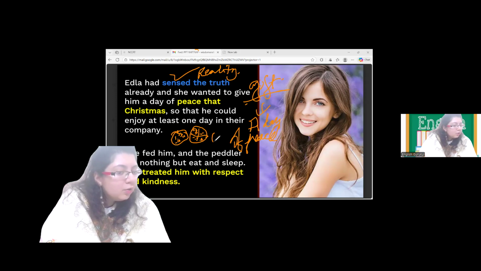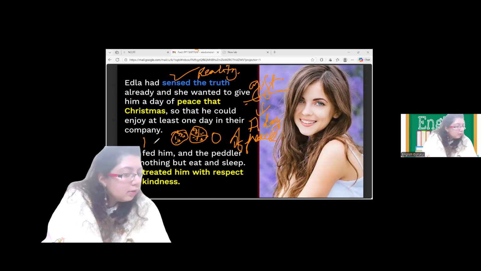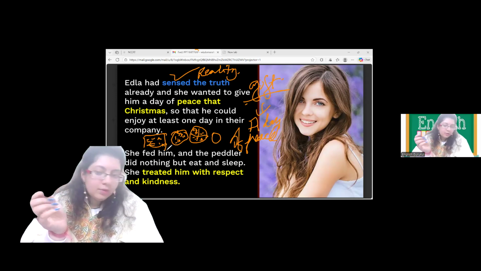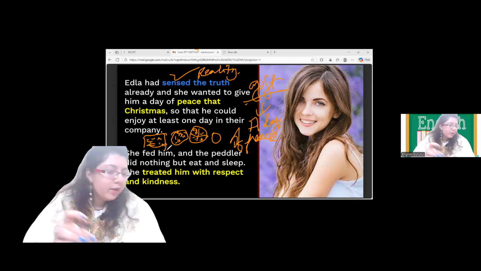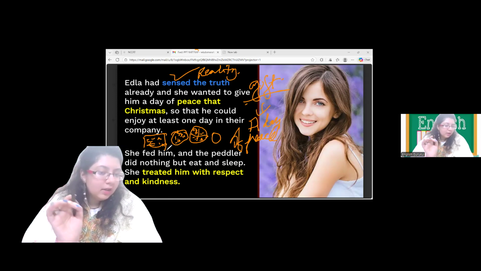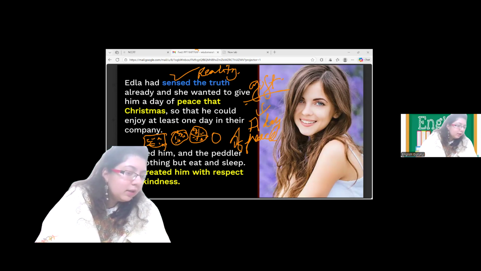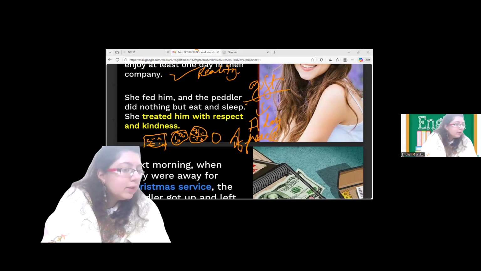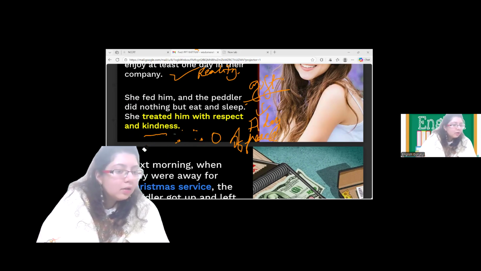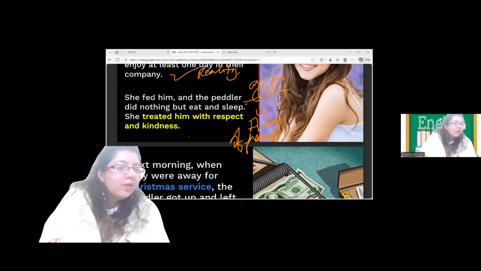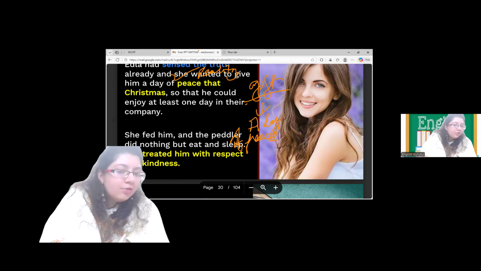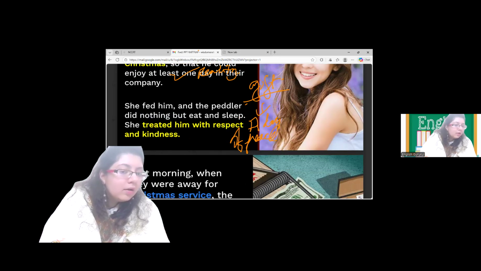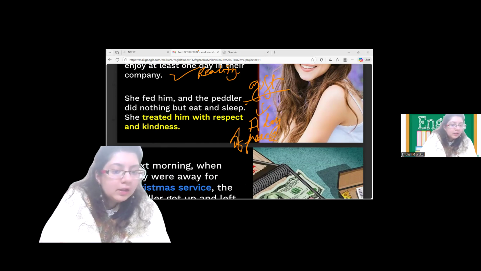Suppose this is pizza, this is roti, this is noodles or rice and chawal rajma, whatever, right? So she fed him. I'm just giving you the example so that you can relate. So she fed him, and the peddler did nothing. What was he doing at that point of time? He was doing only one thing, and that was to sleep and to eat. That was the only thing that he was actually doing. So he was eating and sleeping.